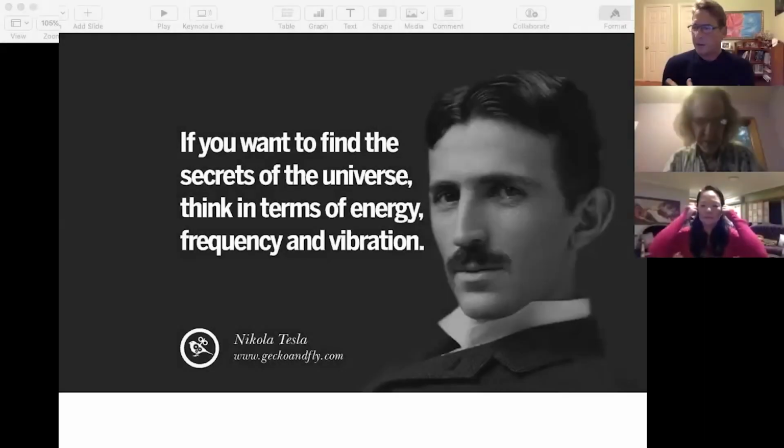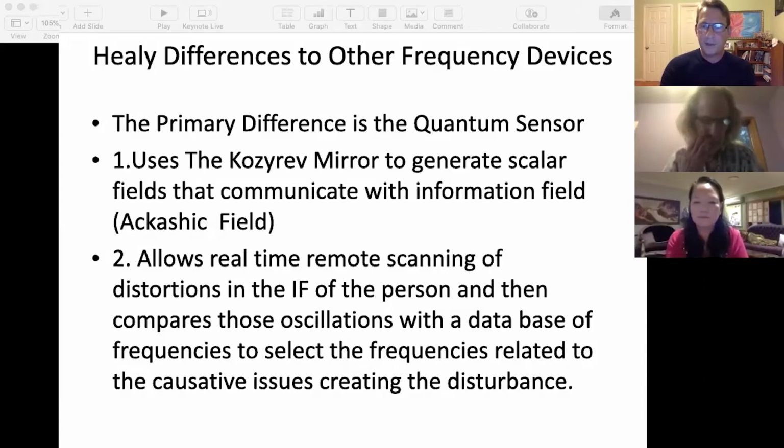Right, so the first topic of our discussion tonight is going to be on the differences between the Healy device and other energy frequency devices that are out there and available. There's a growing number, because this whole field of quantum medicine is going to be a huge area of development in the field of using energy medicine. It's going to be a major growth area for our industries and healthcare.